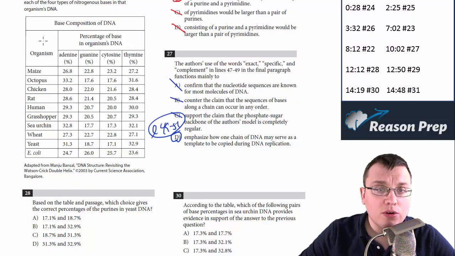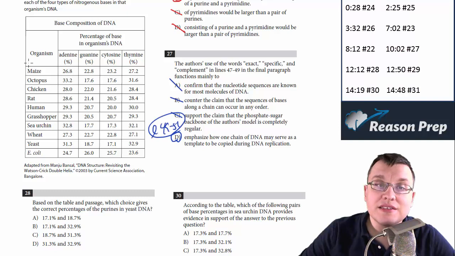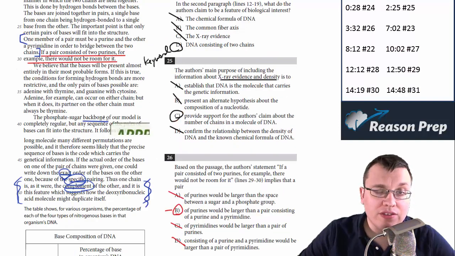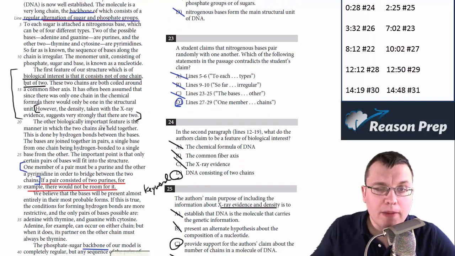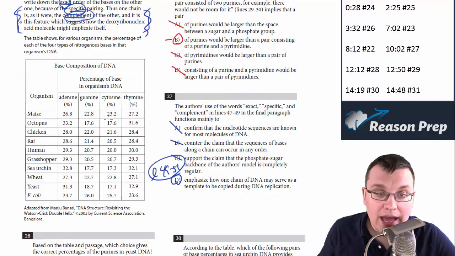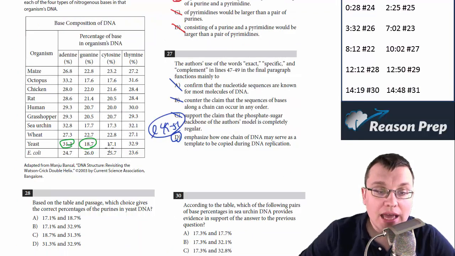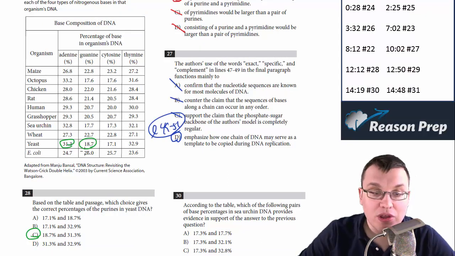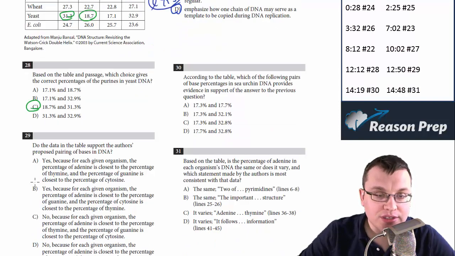So we look at our table, percentage of the different bases in different organisms. Here's yeast. We need to figure out which ones are purines, and I believe they mentioned this in the passage. Here we are. Adenine and guanine. So let's go adenine and guanine. So it should be 31.3 and 18.7. That's choice C. They actually flipped it around, 18.7 and 31.3. A little bit mean, but that's choice C.